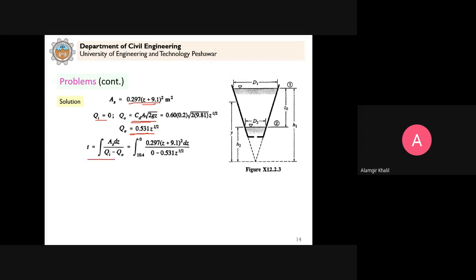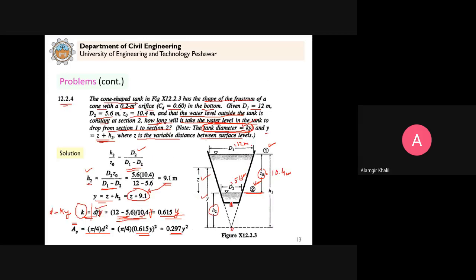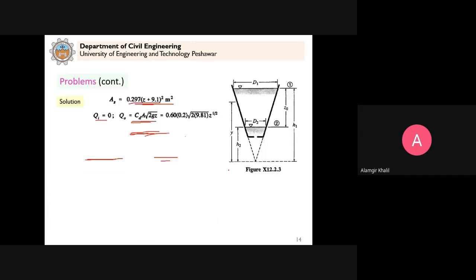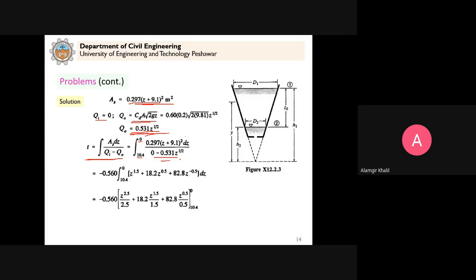Now we have this formula that we developed earlier, a general equation: integral AS dz divided by Qi minus Q naught. So AS is here. This is your AS dz. Qi is 0 and Q naught is given by this expression here. Now what we are asked to calculate is the time for the water level to come from here to this level. Clear? So from 12 meter to 5.6 meter, or we can say from 10.4 meter here to 0. This is 10.4, clear? This is z naught. So that's why we write the limits as 10.4 to 0. And you evaluate this integral now. After you evaluate this integral, you will get the time equal to 605 seconds.